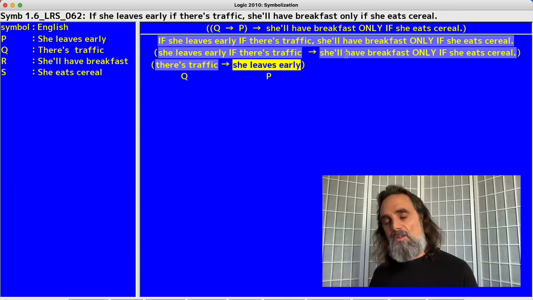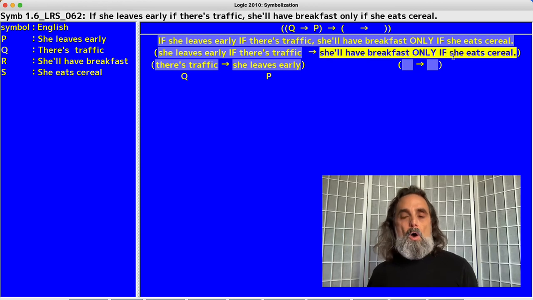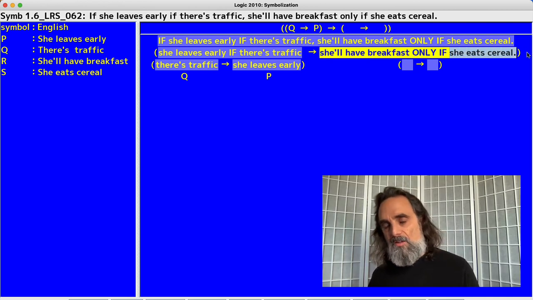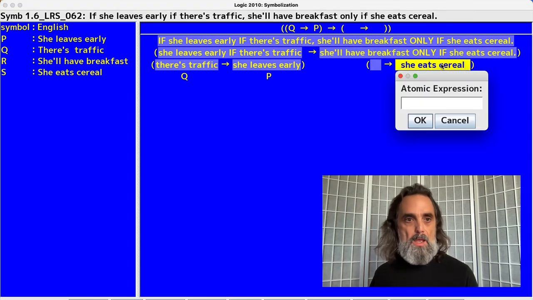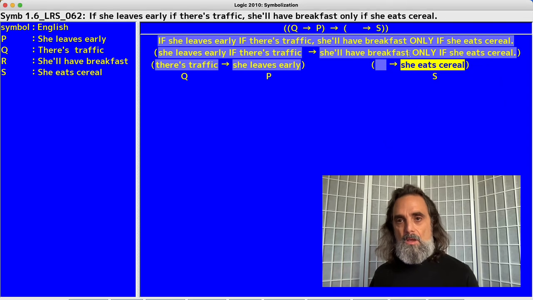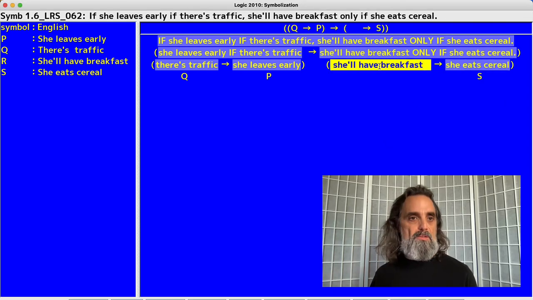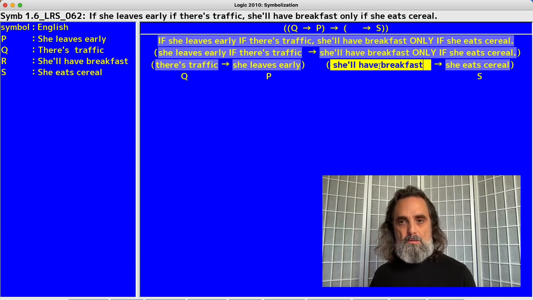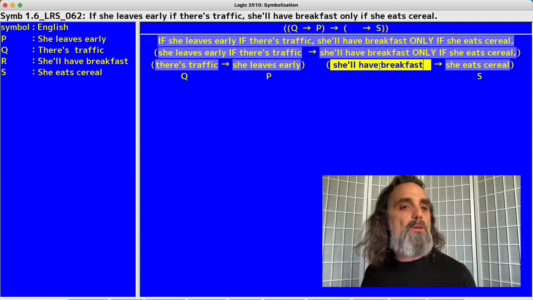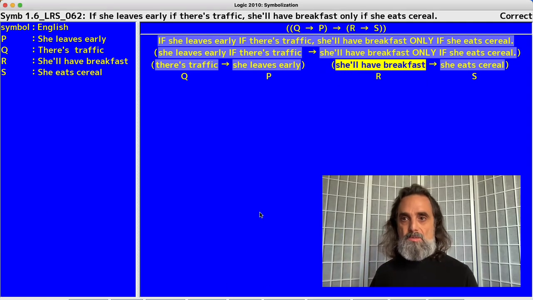"She'll have breakfast only if she eats cereal." Okay, so again, it's a conditional from the "only if." Whatever comes after the "only if" is the consequent. So "she eats cereal," and that is S. The antecedent is whatever comes before, or to the left of, the "only if." Well, what's the other part of the "only if"? That's "she'll have breakfast," and that's R. And so there is our symbolization.